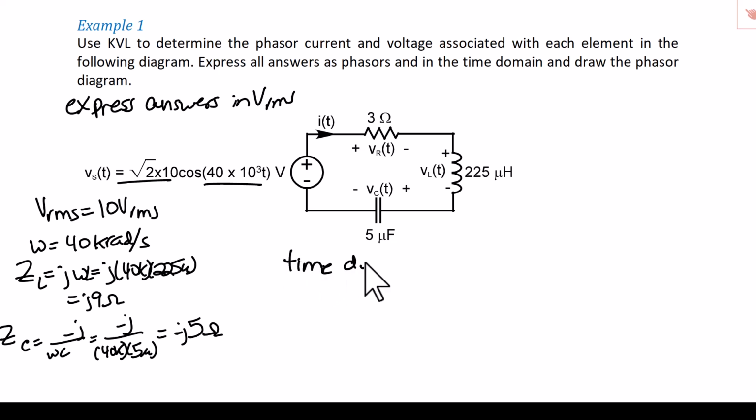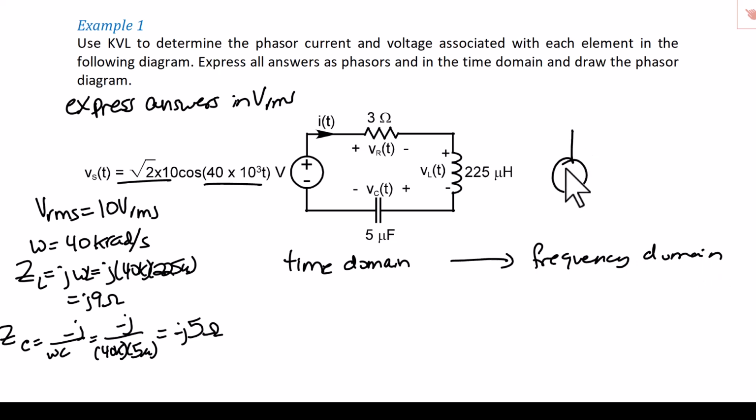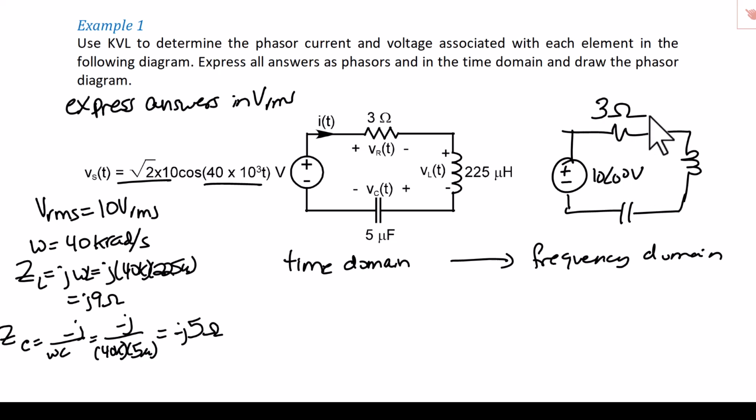We already were given the circuit drawn in the time domain. So in order to do our AC or phasor analysis, we have to redraw the circuit in the frequency domain. That means we write the source as a phasor and the elements as impedances. So we're going to write the source as 10 angle 0 degrees volts, and that's RMS. The resistor is the same impedance in the time and frequency domain, so that's 3 ohms. The inductor is j9 ohms, and the capacitor is negative j5 ohms.